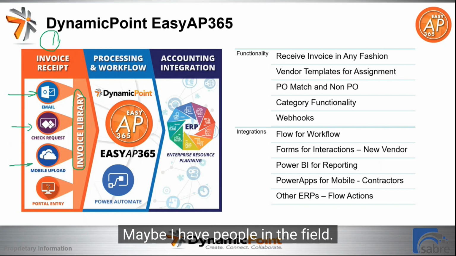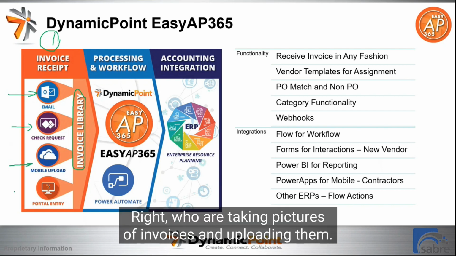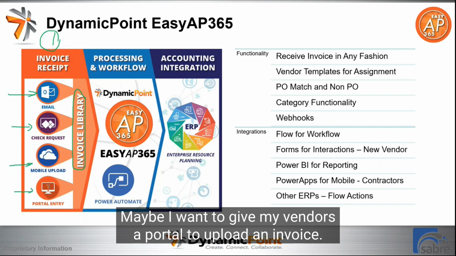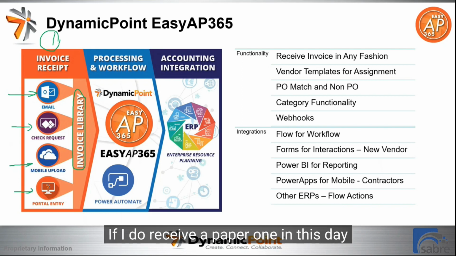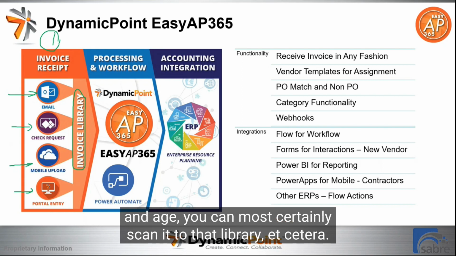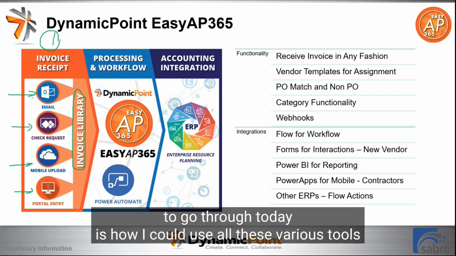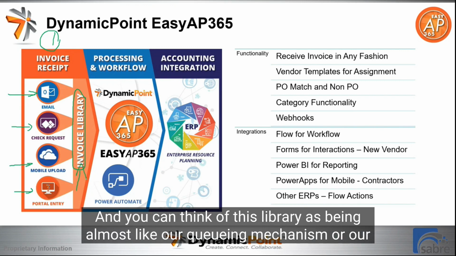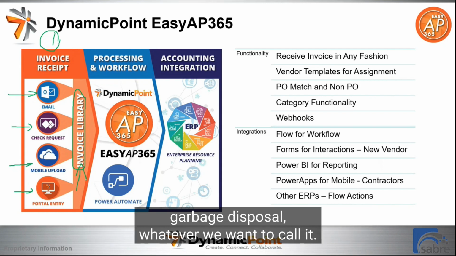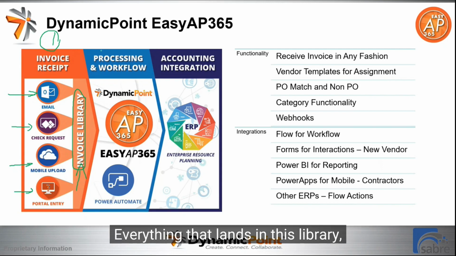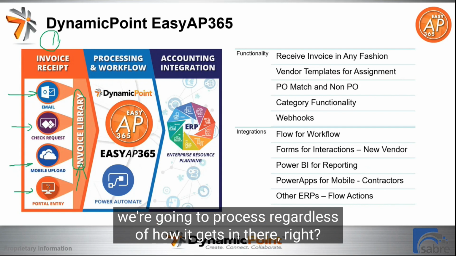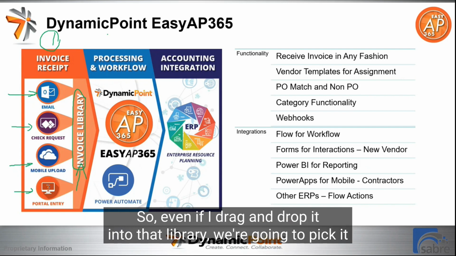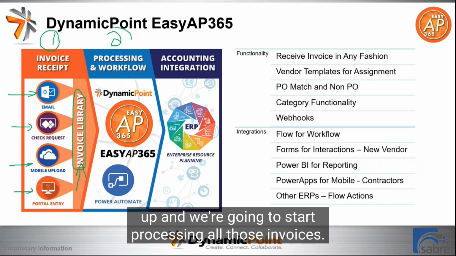Maybe I have people in the field, right, who are taking pictures of invoices and uploading them. Maybe I want to give my vendors a portal to upload an invoice. If I do receive a paper one in this day and age, you can most certainly scan it to that library, etc. So that's the first step that we're going to go through today, is how I could use all these various tools to offer flexibility in getting invoices ultimately into this library. And you can think of this library as being almost like our queuing mechanism or our garbage disposal, whatever we want to call it. Everything that lands in this library we're going to process, regardless of how it gets in there, right? So even if I drag and drop it into that library, we're going to pick it up and we're going to start processing all those invoices.